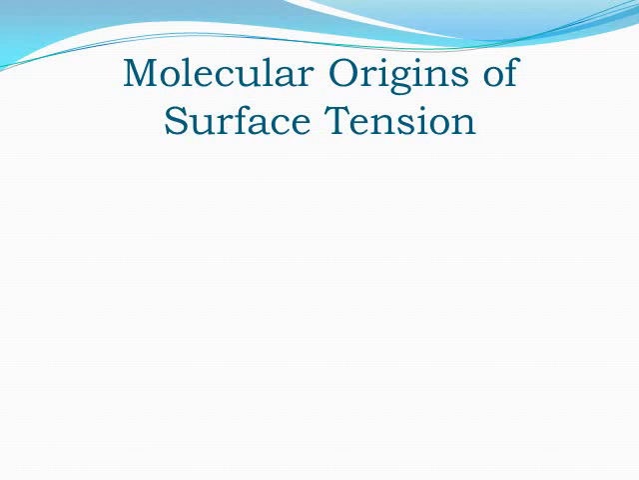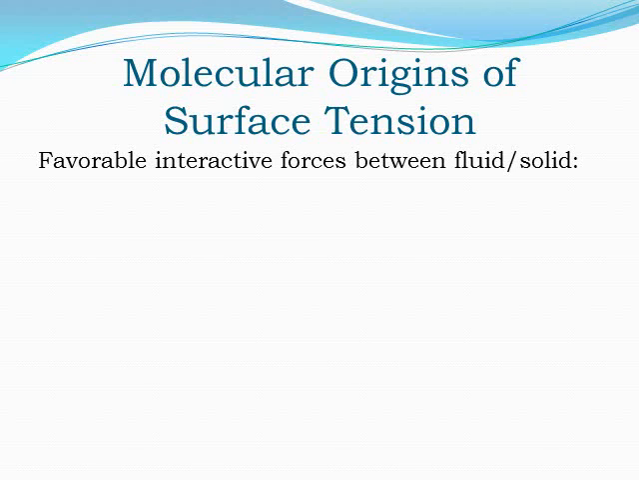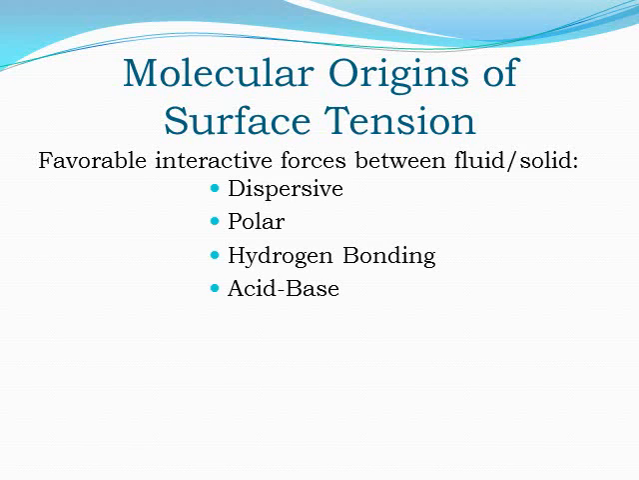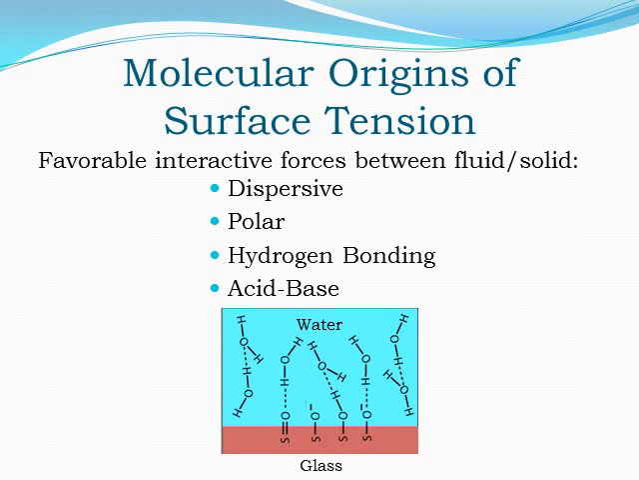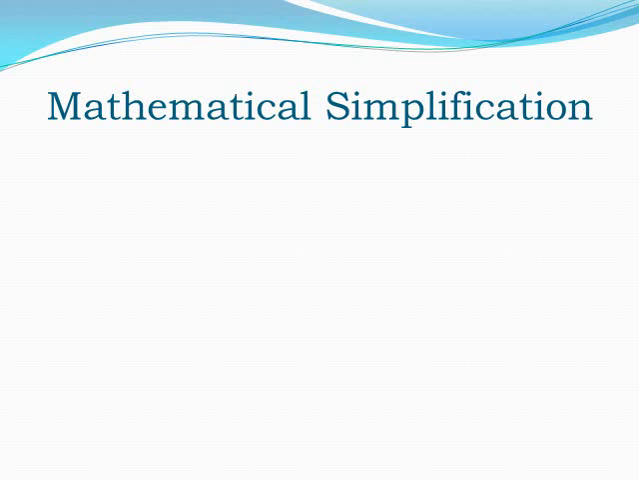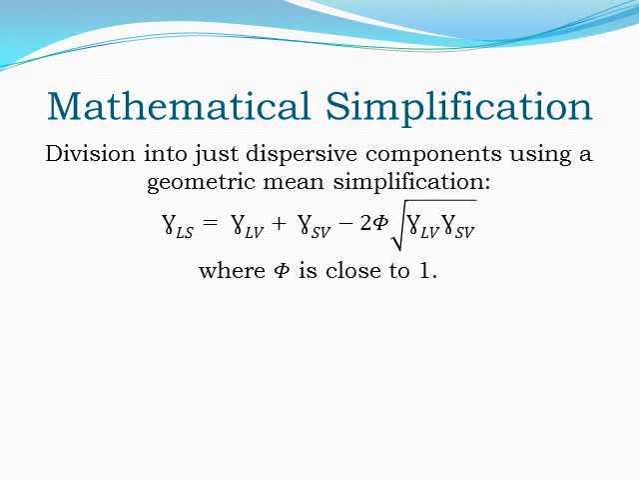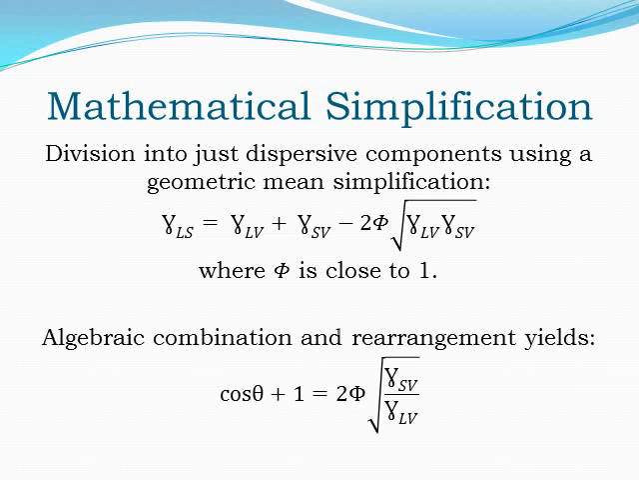The second approach draws upon an understanding of the molecular origins of surface tension, whereby differing dispersive, polar, hydrogen bonding, and acid-base interactions between the fluid and solid determine the relative attraction between the two substances. For instance, glass is easily wetted by water and considered hydrophilic due to its typical surface composition, which forms favorable adhesive hydrogen bonding interactions. Only considering dispersive forces leads to a geometric mean simplification, which can in turn lead to the calculation of gamma SV through algebraic rearrangement.